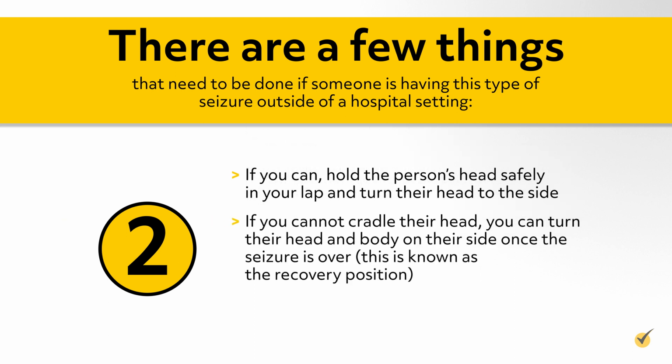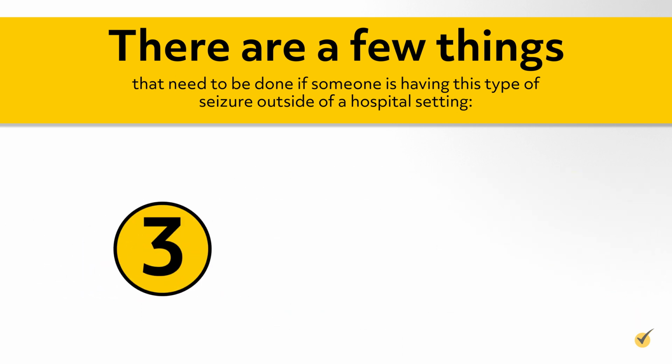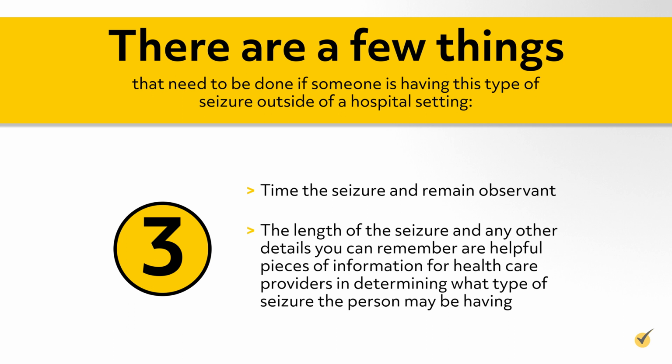If you cannot cradle their head, you can turn their head and body on their side once the seizure is over. This is known as the recovery position. This will help maintain the person's airway and prevent aspiration if they vomit. Lastly, time the seizure and remain observant. The length of the seizure and any other details you can remember are helpful pieces of information for healthcare providers in determining what type of seizure the person may be having.